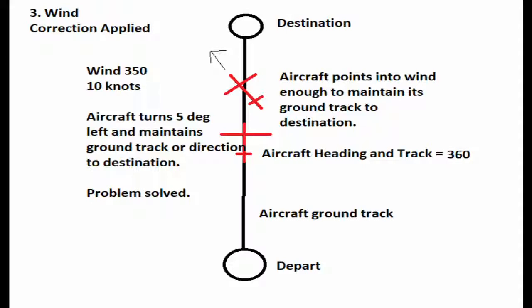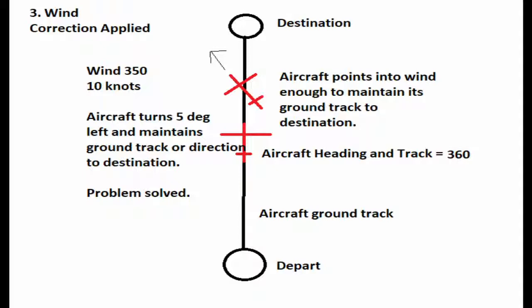Here is how we apply that correction in our own example. We're looking at a wind from 350 degrees at about 10 knots, so I'm just taking a general guess at about 5 degrees of correction. To remain on our track over the ground between our departure and destination points, we're going to need to turn our aircraft about 5 degrees to the left. And although our aircraft is not pointing at our destination, it is going to arrive there.